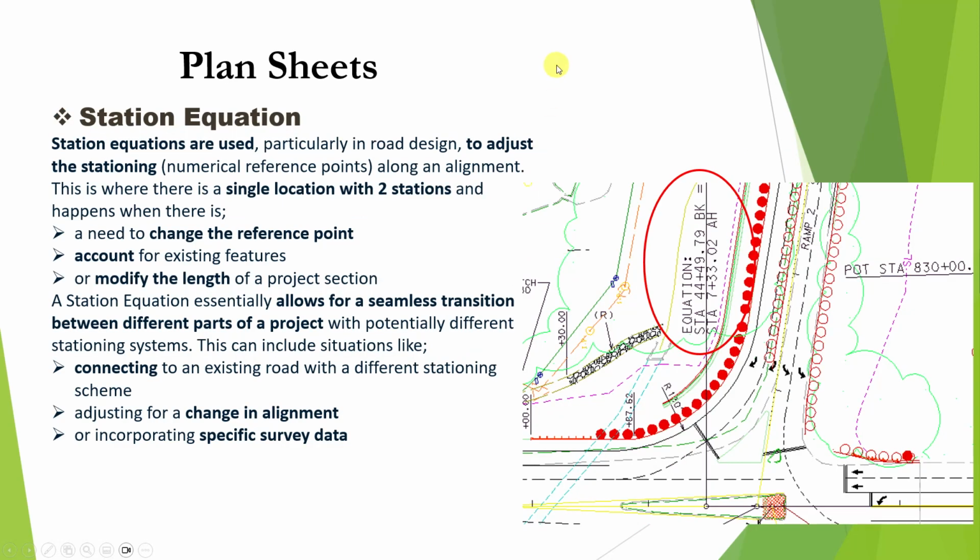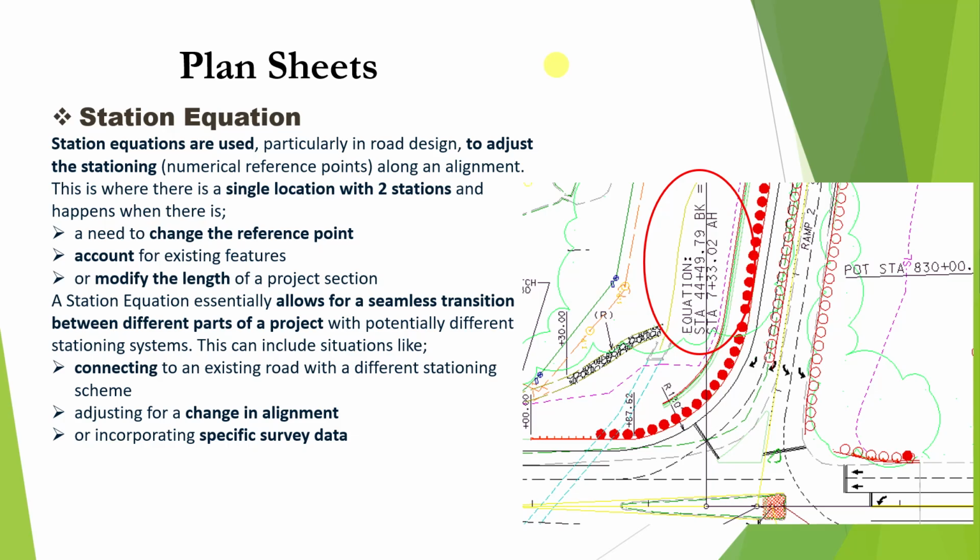Okay. Station equation. Now, if things weren't cloudy enough, let's make it even cloudier. Station equations are used particularly in road design to adjust the stationing, the numerical reference points along an alignment. This is where a single station location has 2 stations. When there is a need to change the reference point and account for existing features or modify the length of a project section, a station equation essentially allows for a seamless transition between different parts of a project with potentially different stationing systems. This can include situations like connecting to an existing road with a different stationing scheme, adjusting for a change in the alignment, or incorporating specific survey data.